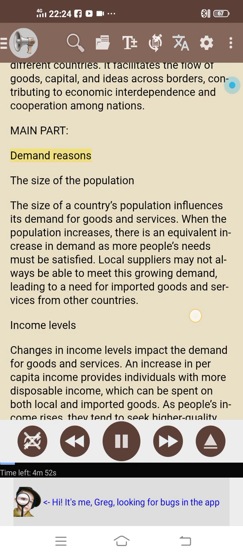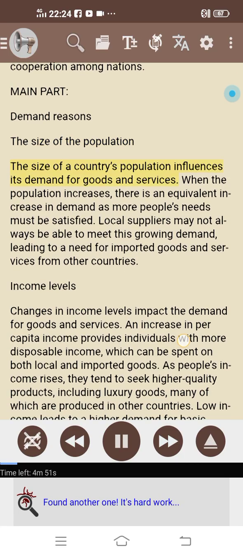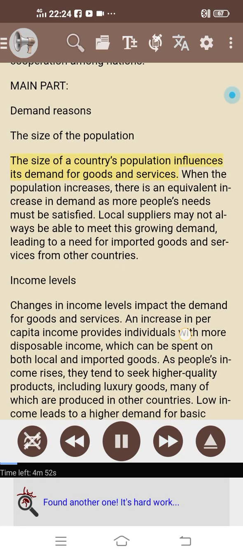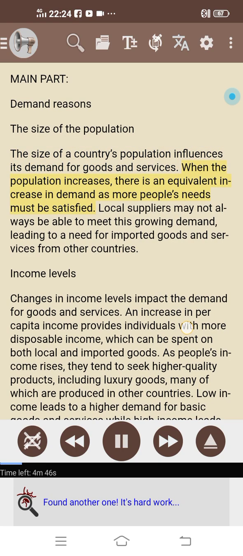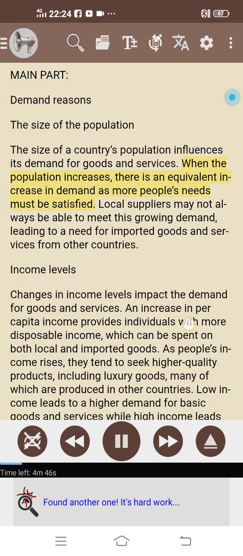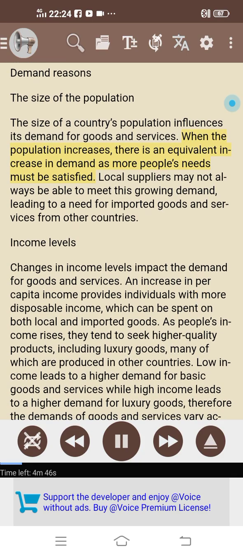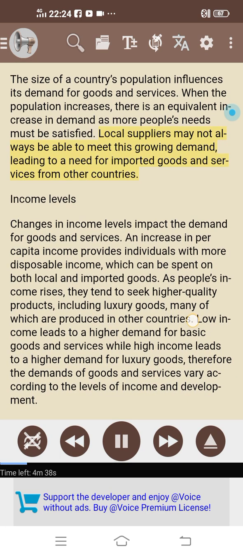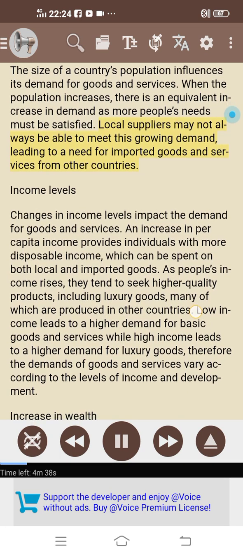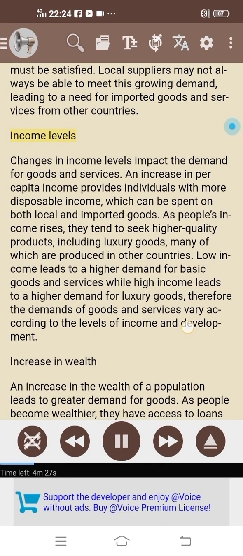Main part. Demand reasons. The size of the population. The size of a country's population influences its demand for goods and services. When the population increases, there is an equivalent increase in demand as more people's needs must be satisfied. Local suppliers may not always be able to meet this growing demand, leading to a need for imported goods and services from other countries.